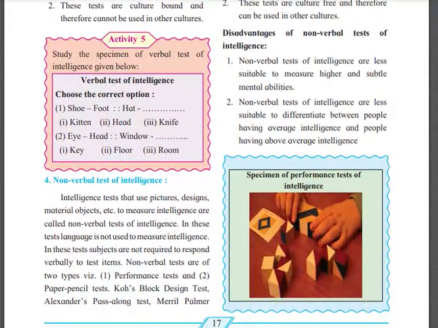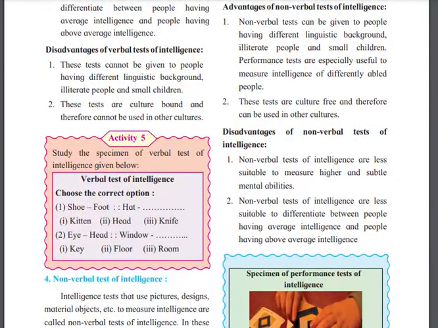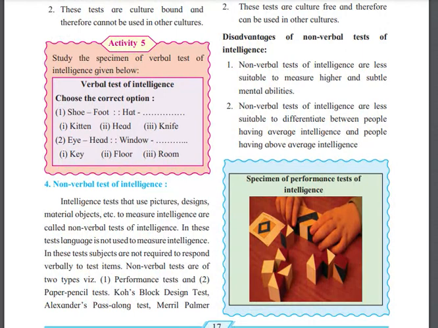The non-verbal test is the intelligence test that uses pictures, designs, materials, and objects. Over here verbal means words and numbers, and over here pictures and designs. The advantage is that this test can be given to anyone, like illiterate people. This test is culture free and therefore can be used in other cultures also. There is no culture barrier. Non-verbal tests of intelligence are less suitable to measure high and subtle mental ability. That is the disadvantage, as it does not check your higher mental abilities.